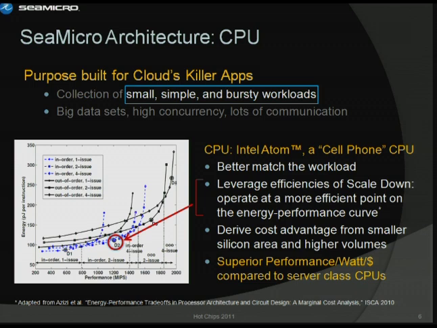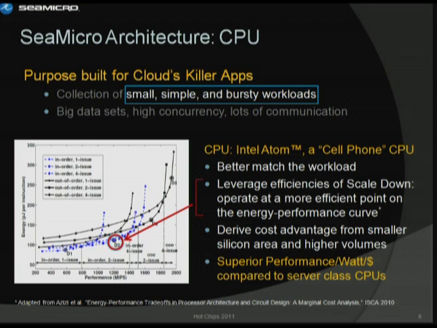And so I stole or adapted this graph from one of Mark Horowitz's recent works. This graph shows the energy performance Pareto optimal curves for different styles of microarchitectures, all the way from an in-order one-issue machine to an out-of-order four-way superscalar machine. Design D2 on this graph most closely represents the Intel Atom pipeline. It's an in-order two-issue pipeline.